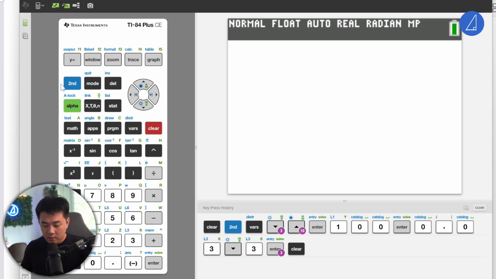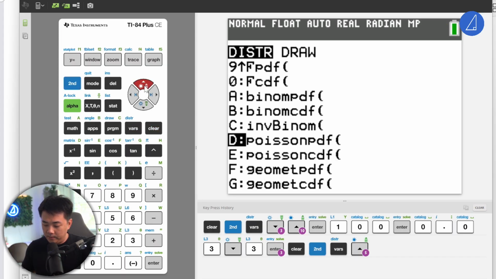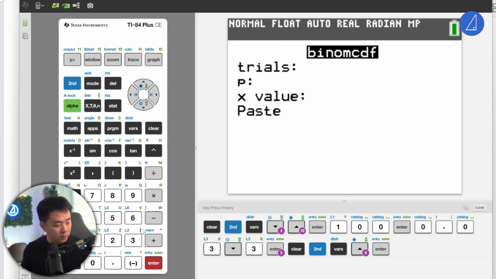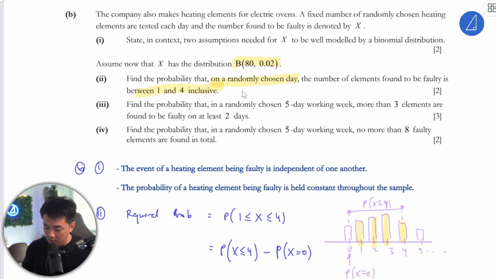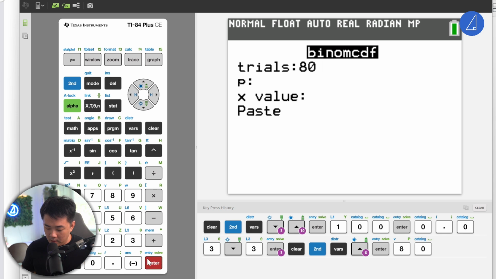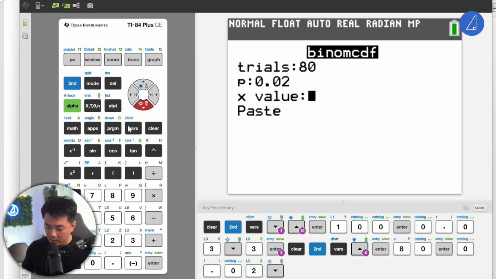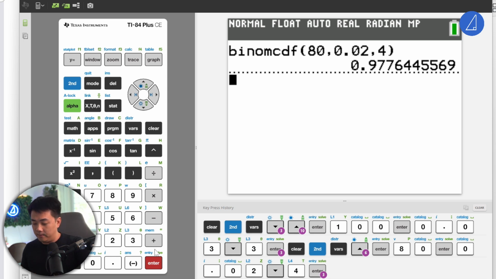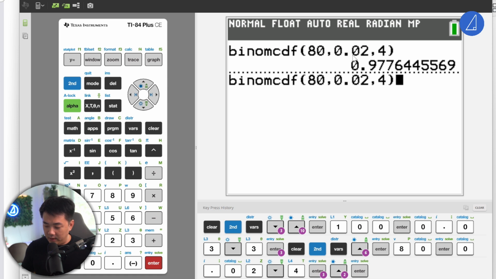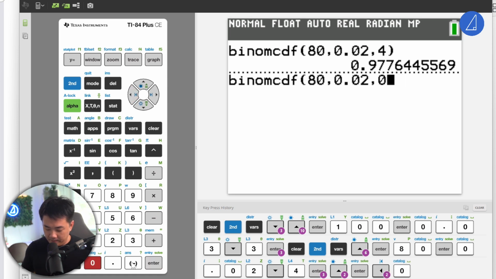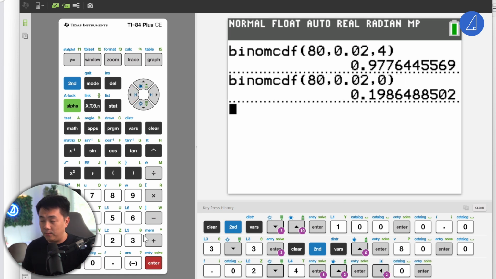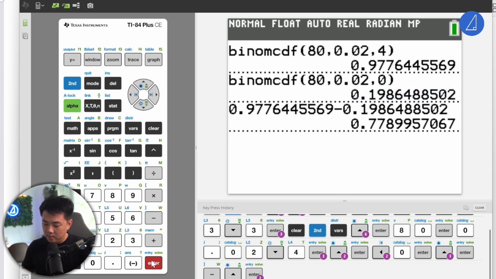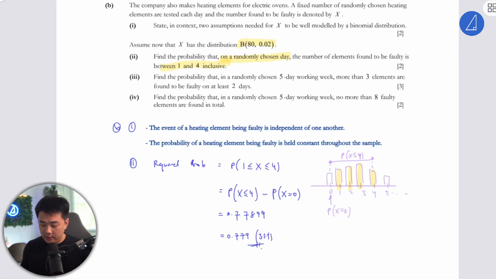Okay, so keying in the calculator shouldn't be an issue. Binomial CDF, trial is 80, probability 0.02, then put this as 4, giving 0.97764. Then you can also use CDF. If you're lazy, you can just copy the CDF, then put 0 here. It works as well. Just minus both, giving 0.77899.